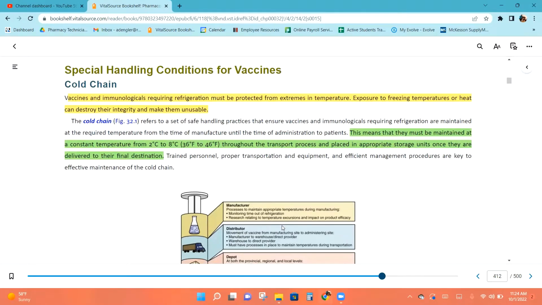The cold chain refers to a set of safe handling practices that ensures vaccines and immunologicals requiring refrigeration are maintained at the required temperature from the time of manufacture until the time of administration to the patients. This means that they must be maintained at a constant temperature from 2 degrees Celsius to 8 degrees Celsius throughout the transport process and placed in appropriate storage units once they are delivered to their final destination.